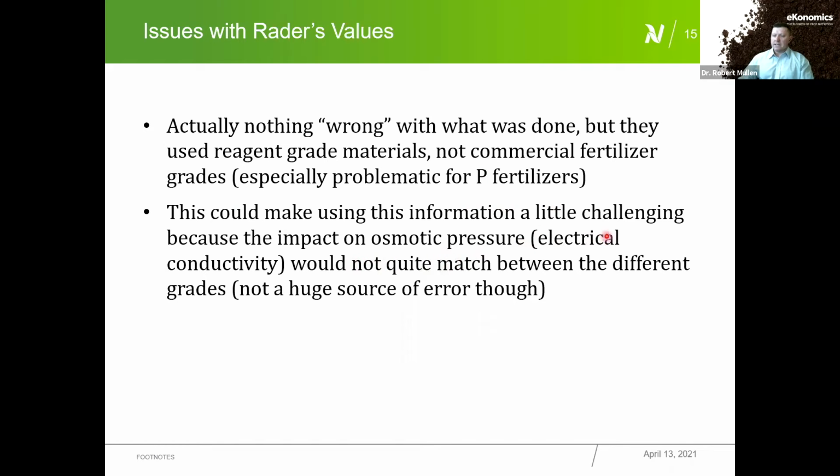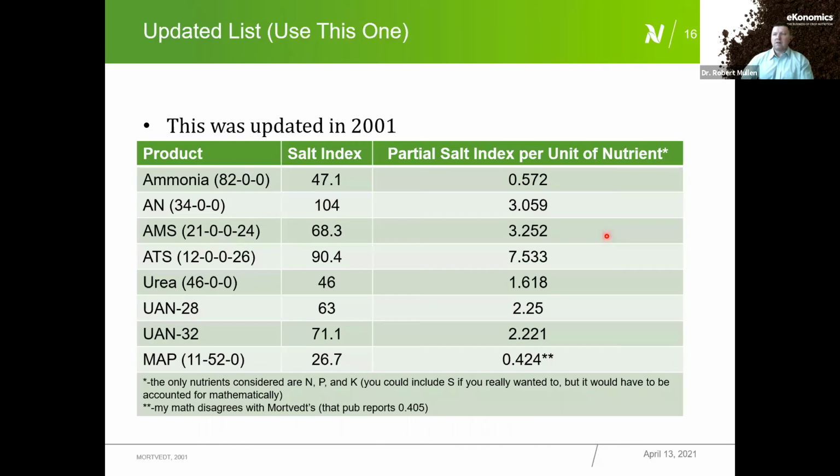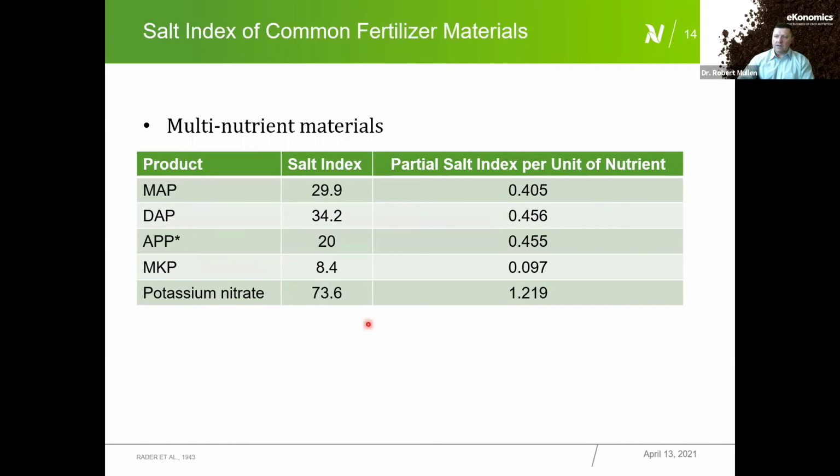So what did Mortvet do? He came back and said, okay, let's just update this with today's commercial forms of fertilizers. And you'll notice pretty quickly, I'm just going to use MAP as an example. The salt index of a fertilizer grade MAP is not considerably, but it is lower than what it is for reagent grade. So 26.7 for fertilizer, 29.9 for the reagent.